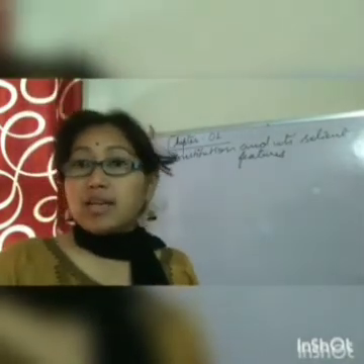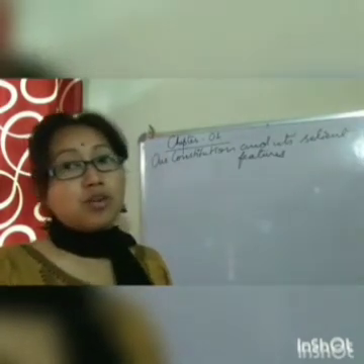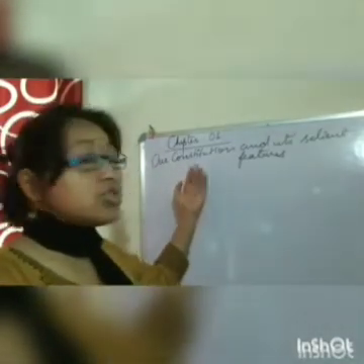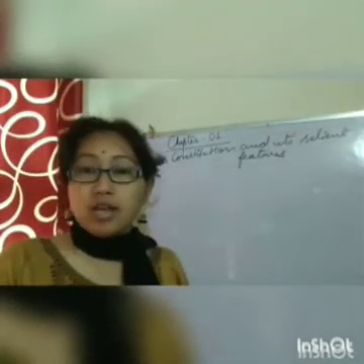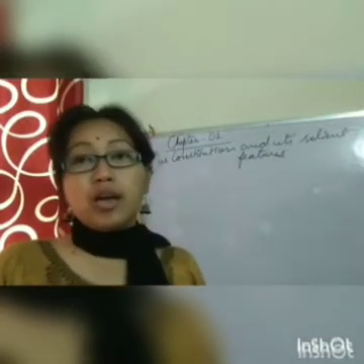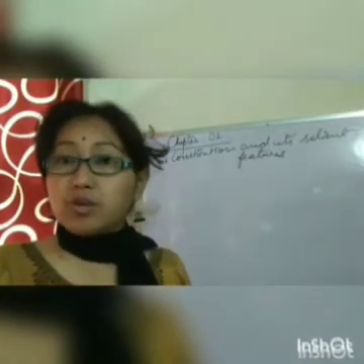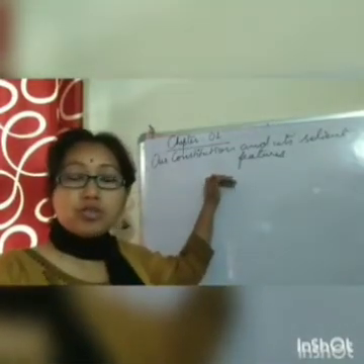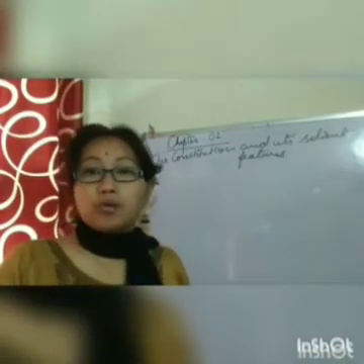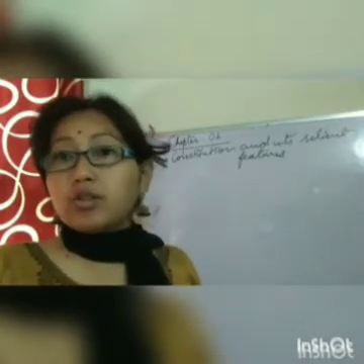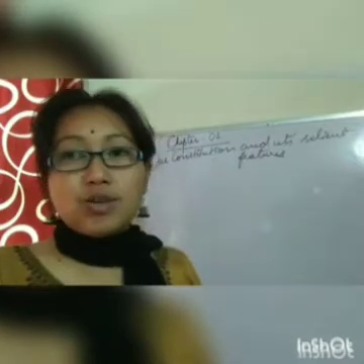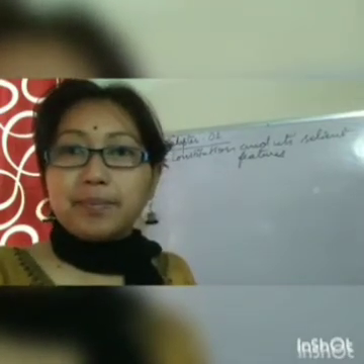So we are starting with the very first chapter, chapter number 1 from Civics, and the chapter's name is Our Constitution and Its Salient Features. In this, I'm going to introduce the Constitution, the meaning of Constitution, and tell you about the salient, important features of our Indian Constitution. Right, children? So let's get started.